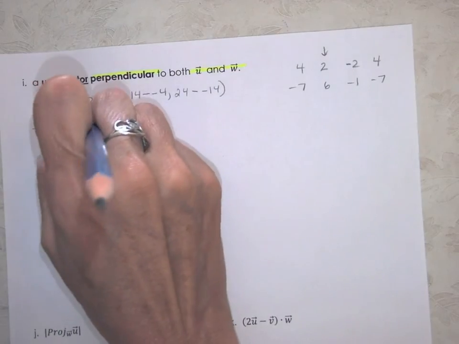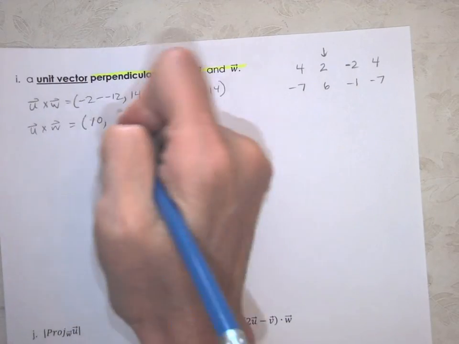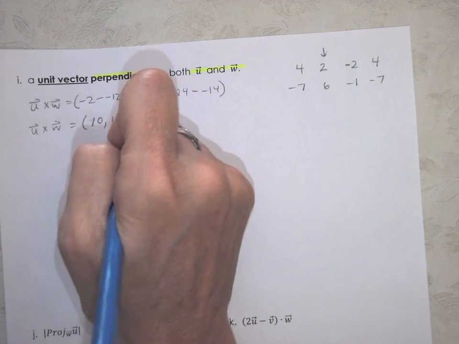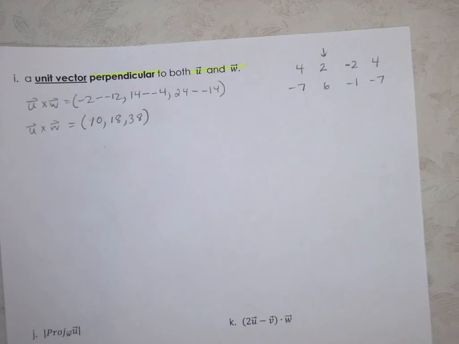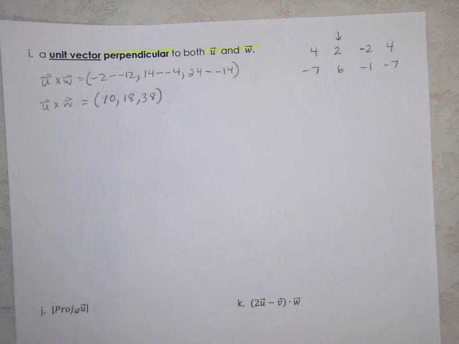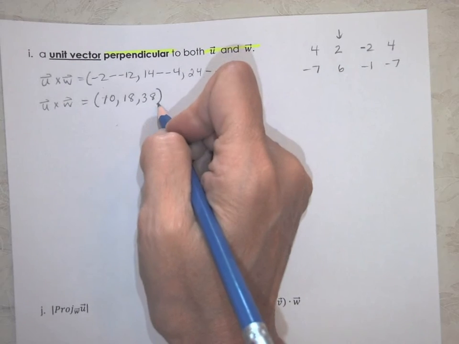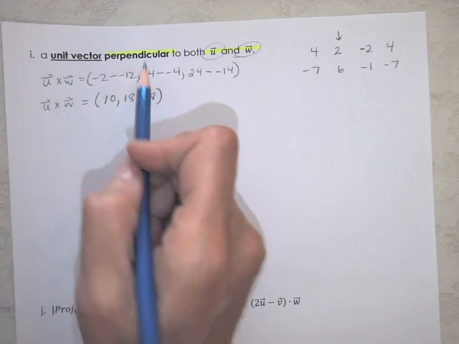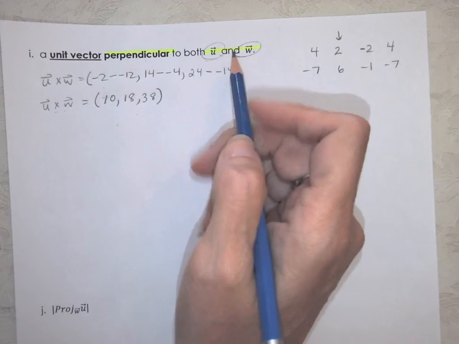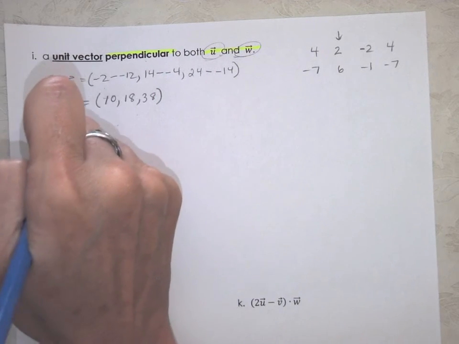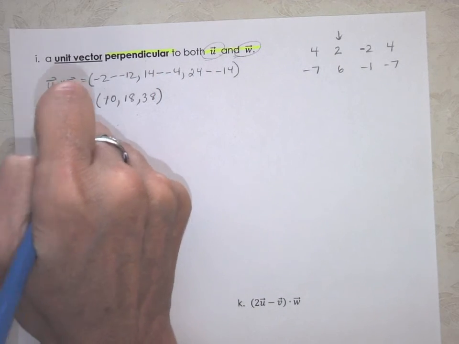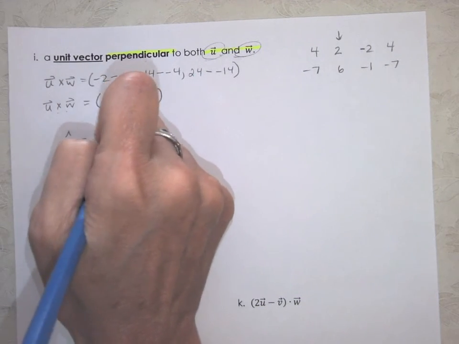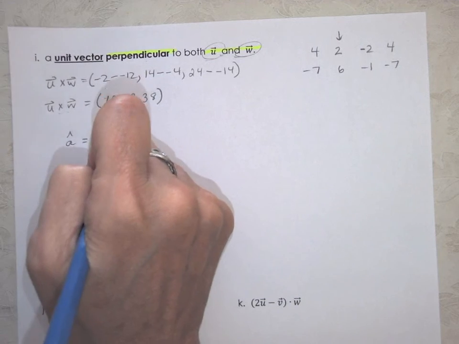So vector u cross w is going to be positive 10, sorry, 18 and 38. And we want to find a unit vector that is in this direction. So this u cross w is perpendicular to both u and w, but now we want a unit vector perpendicular to u and w. So for instance, if I want to call my unit vector a hat, then it's going to be vector u cross w divided by the magnitude of vector u cross w.